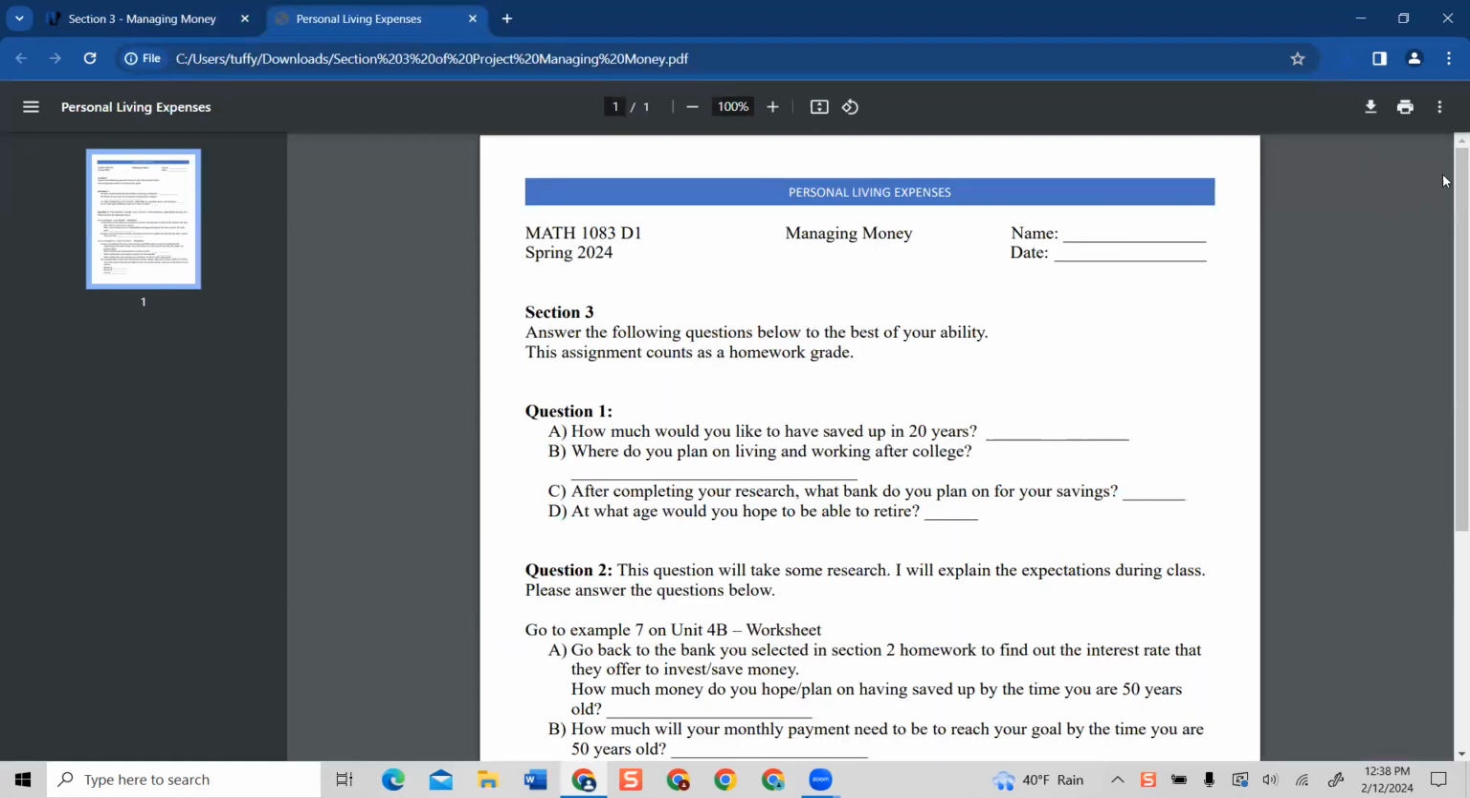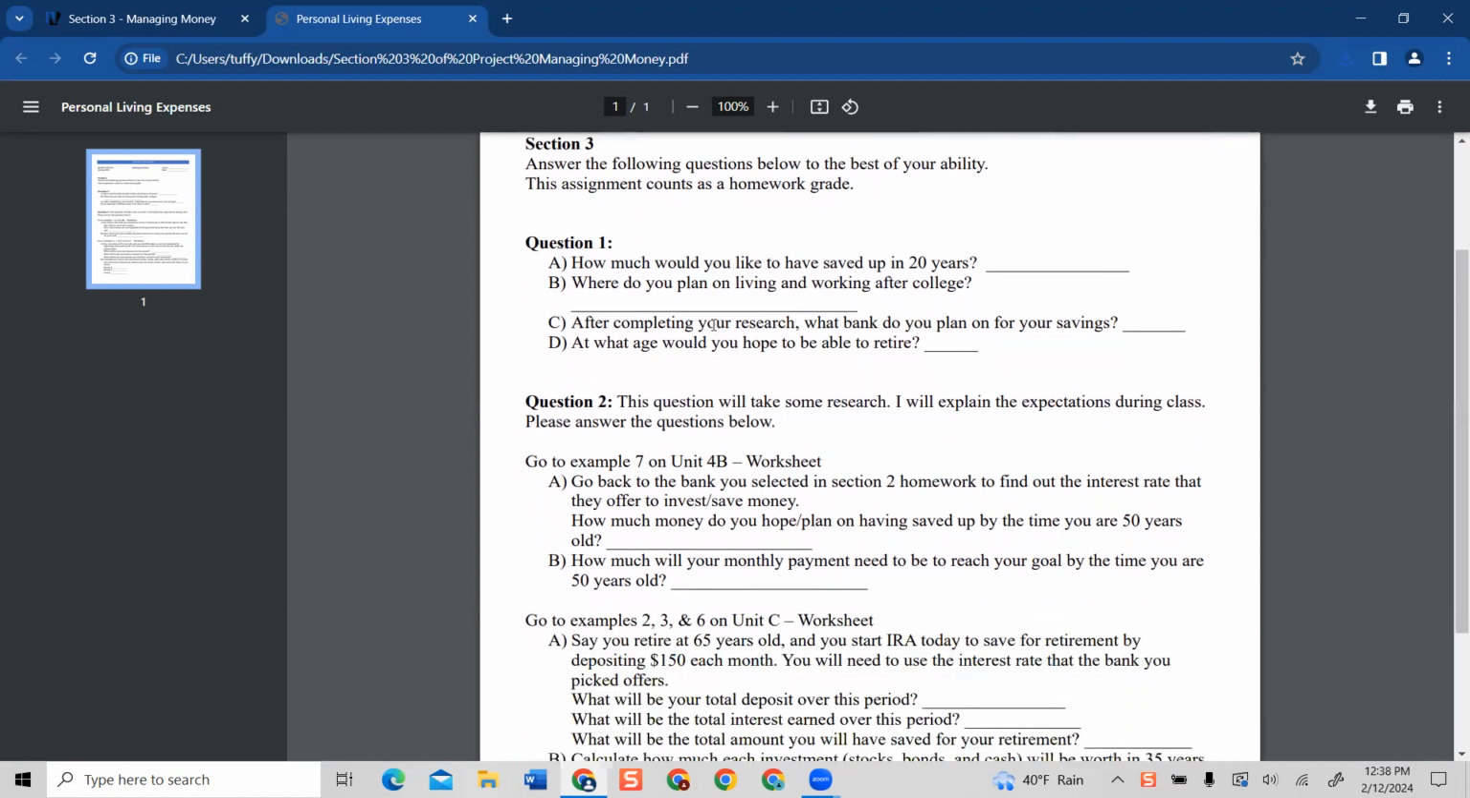Okay, so what you'll need to do is make sure you have your name and the date on this, and you will fill this out. Answer the questions. How much would you like to have saved up in 20 years? Where do you plan on living? Arkansas, Hawaii, Minnesota, wherever. You're going to put that here because that also changes a lot about the income, right? The money spending going out versus the income coming in. Because if you'll notice, each state may have a different tax bracket. They'll have a different minimum wage bracket.